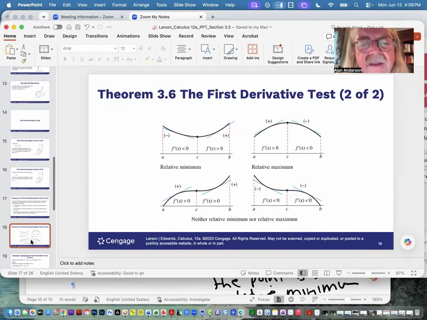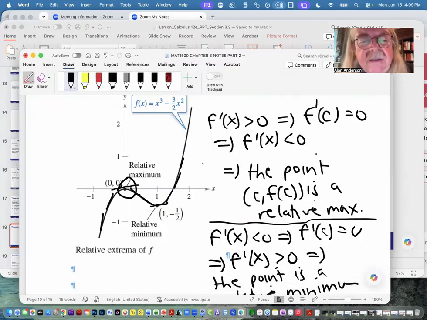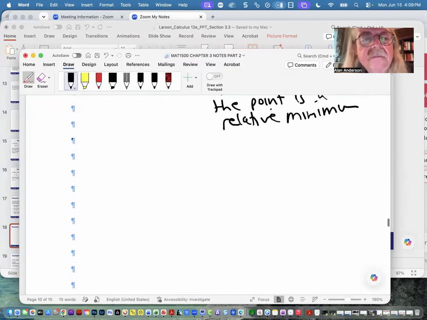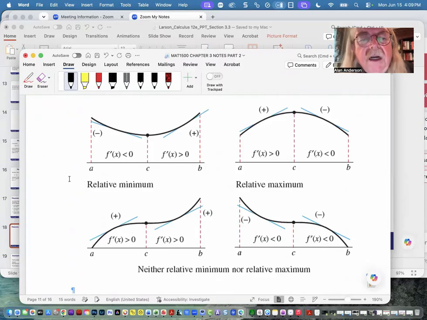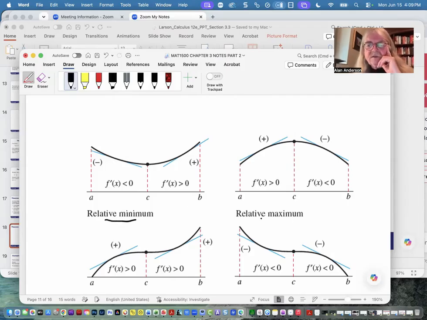I don't know if they have any examples right here, but they want you to see several. Oh, here, this is good. They have everything we need right here. All right. So, I'm glad that they did this because you can see that we went from negative to positive here, which makes it a relative minimum, positive to negative here, relative maximum.